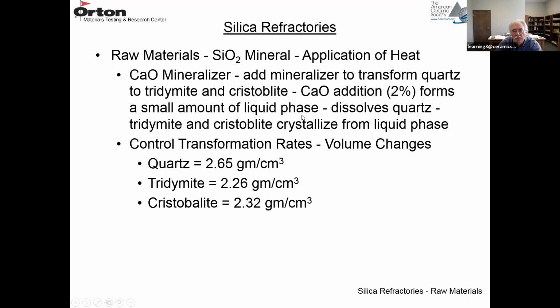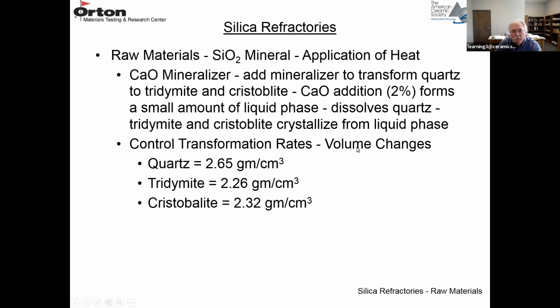That forms a small amount of liquid phase. The quartz dissolves in that liquid phase, and then you recrystallize tridymite from the liquid phase. So silica refractories have 2 or 3% CaO addition to cristobalite or tridymite.